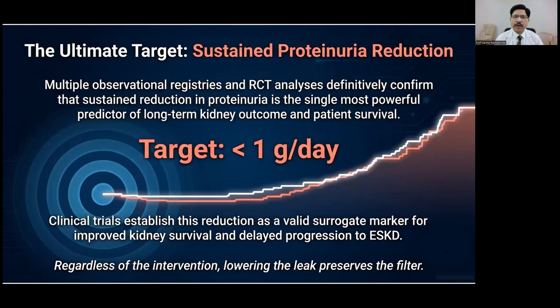Now, target proteinuria should be less than 1 gram per day. Multiple observational registries and RCTs have set this level. Clinical trials established this reduction as a valid surrogate marker for improved kidney survival and delayed progression. Is the proteinuria less than 1 gram per day? That means you are on the right track. Regardless of the intervention, lowering the leak preserves the filter.